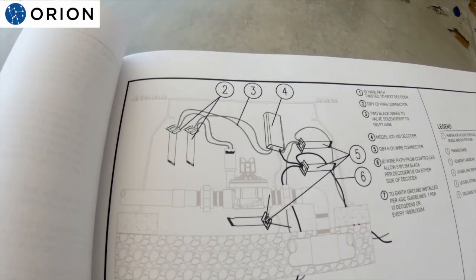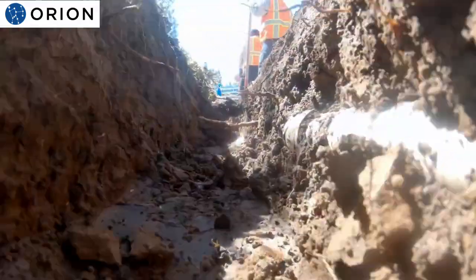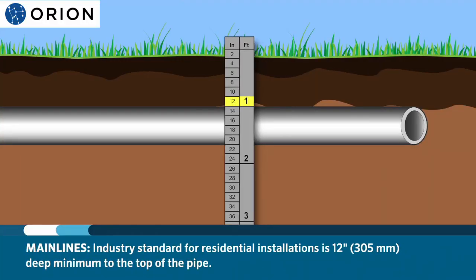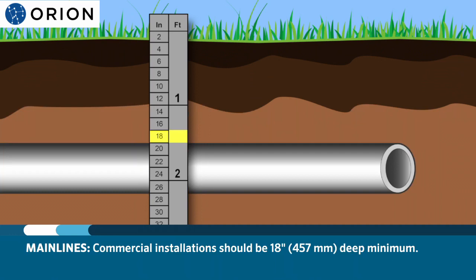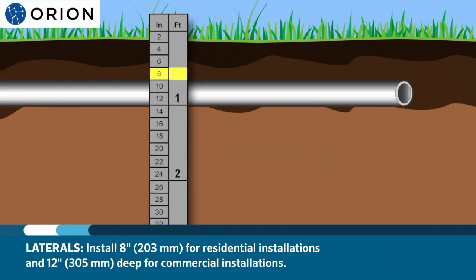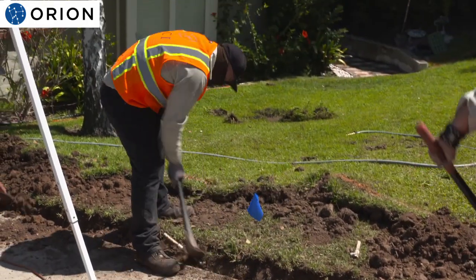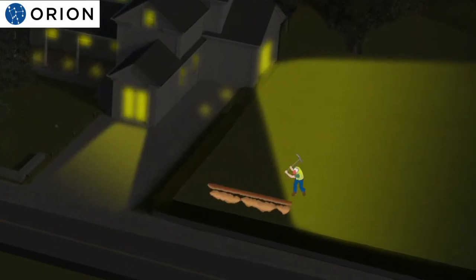It is important to read the entire specifications and construction details on your plans to determine what the proper depths of each pipe are before trenching for mainlines and lateral lines. For mainlines, an industry standard for most residential installations is 12 inches deep minimum to the top of the pipe, while commercial installations should be at a minimum of 8 inches. A good practice is to install them at 8 inches deep to the top of the pipe for residential installations and 12 inches deep for commercial installations. It's easier to dig a little bit deeper than you think you may need than to return later to remove the pipe and retrench.